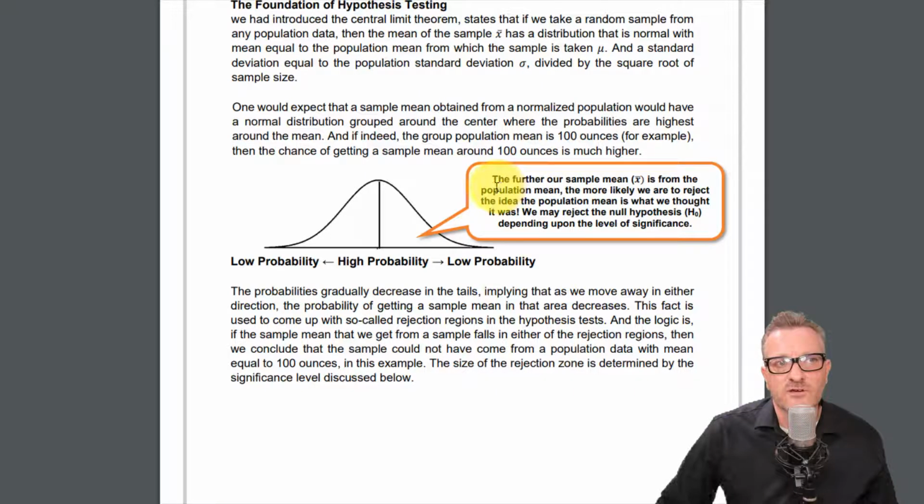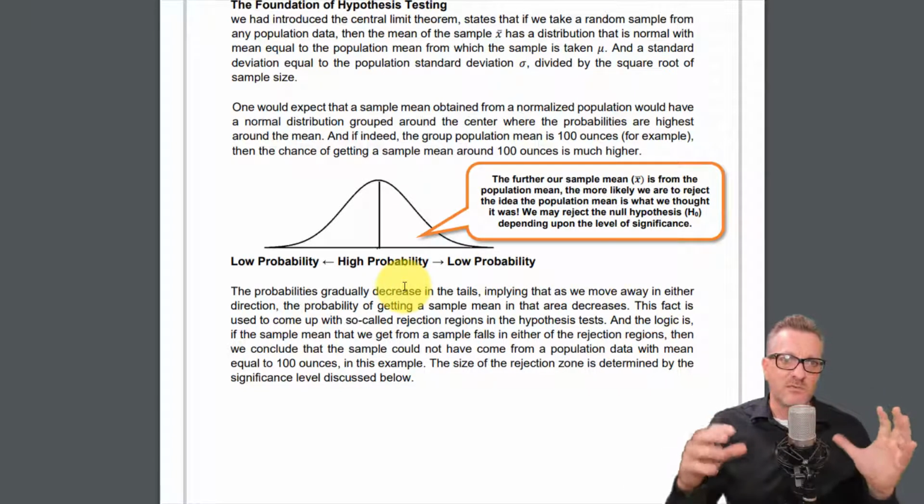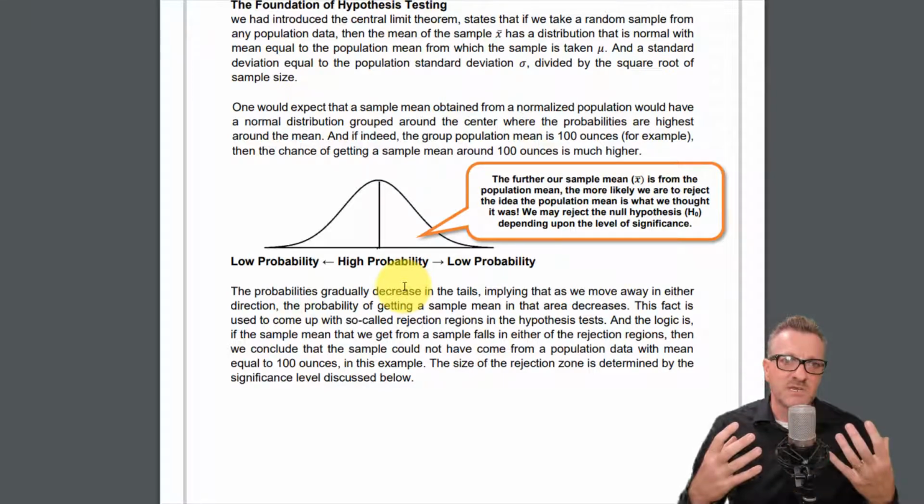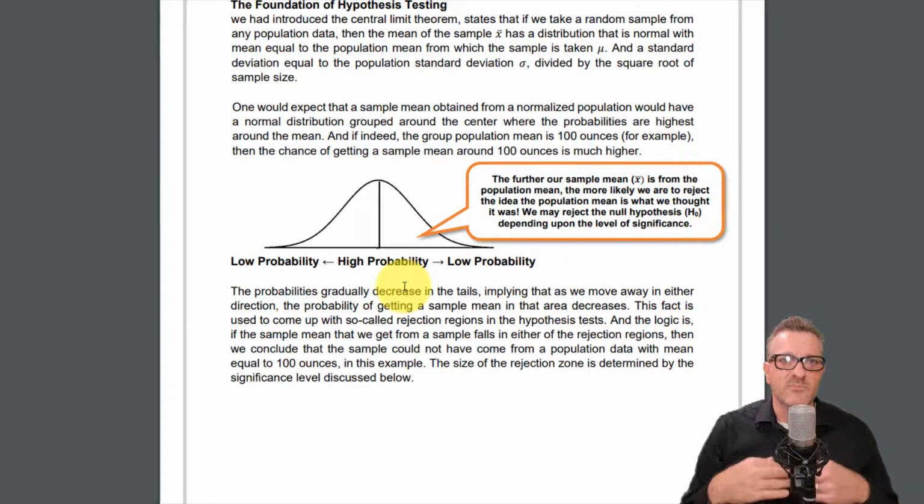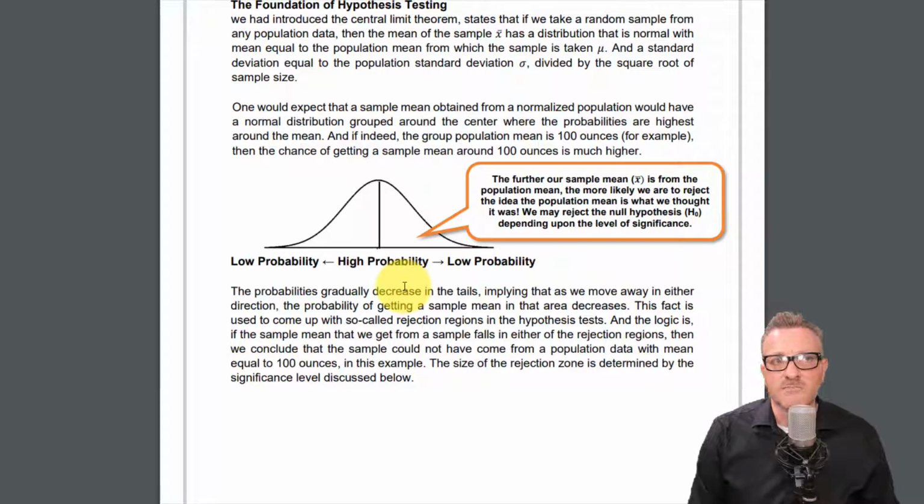And if indeed the population mean is 100 ounces, for example, then the chance of getting a sample mean of 100 ounces is much higher. So we have this population, and we know what the population mean is. We say it's 100, and then we take a sample from that population, and we know that it should be somewhere around 100, depending upon the sample size and the sampling distributions we dealt with before. And of course, the sample size has to do with that.